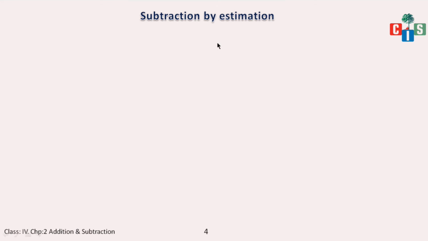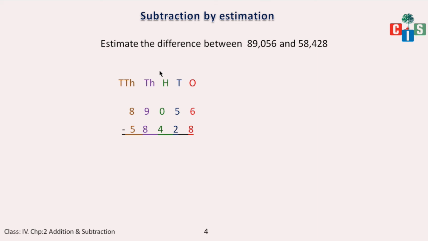We have already done addition by estimation. Here we are going to estimate the difference between 89,056 and 58,428. As we start the sum with the place value chart, the bigger digit goes on the top and the smaller digit in the bottom. The bigger number is known as the minuend, and the number you have to subtract is known as the subtrahend. And the answer is the difference.